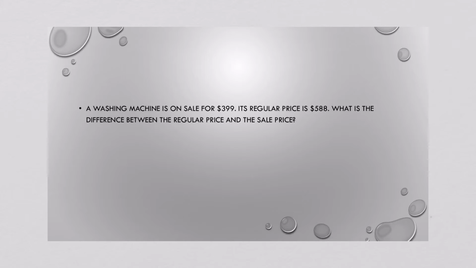Okay, on this problem, it says a washing machine is on sale for $399. Its regular price is $588. What is the difference between the regular price and the sale price? We're seeing the word difference here, and it says between the regular price and the sale price. So we're going to do regular price first, 588. We're going to subtract off the sale price to find the difference between the two.